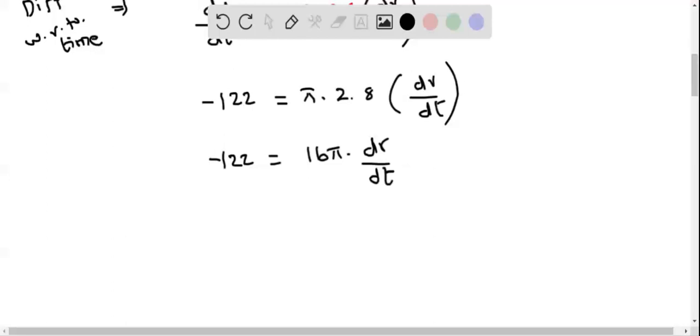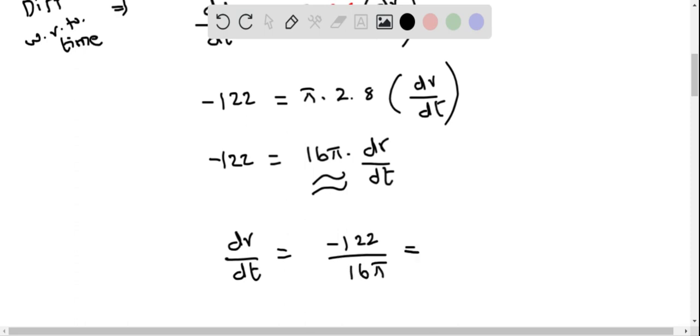Now we have to solve for dr by dt, which means we have to divide both sides by 16 pi. So when you do that and rewrite, we get dr over dt equals minus 122 divided by 16 pi. So we can plug this into the calculator, and when we do that, we get approximately negative 2.427. And we put the unit of this rate of change of radius as meters per second. So this is the value which we obtain.